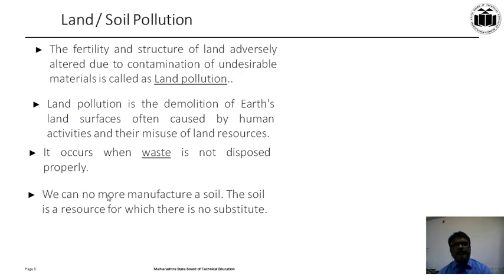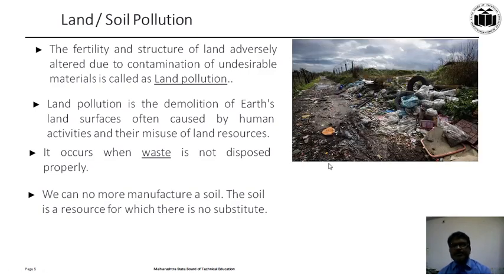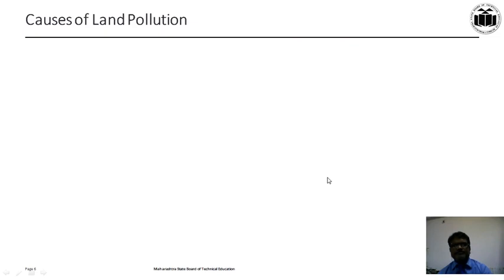We can no more manufacture a soil. The soil is a resource for which there is no substitute. Therefore, we have to prevent the land pollution. You can see the land pollution from this image, how land pollution occurs.